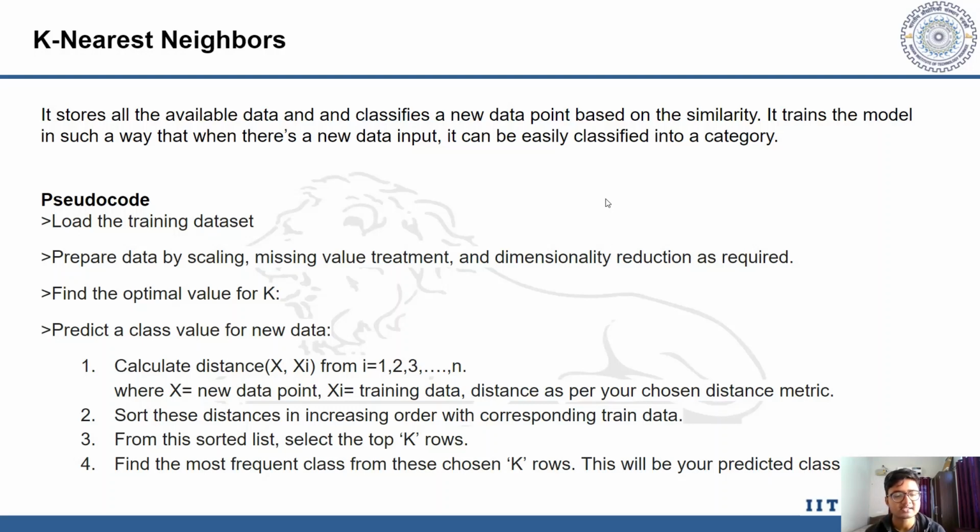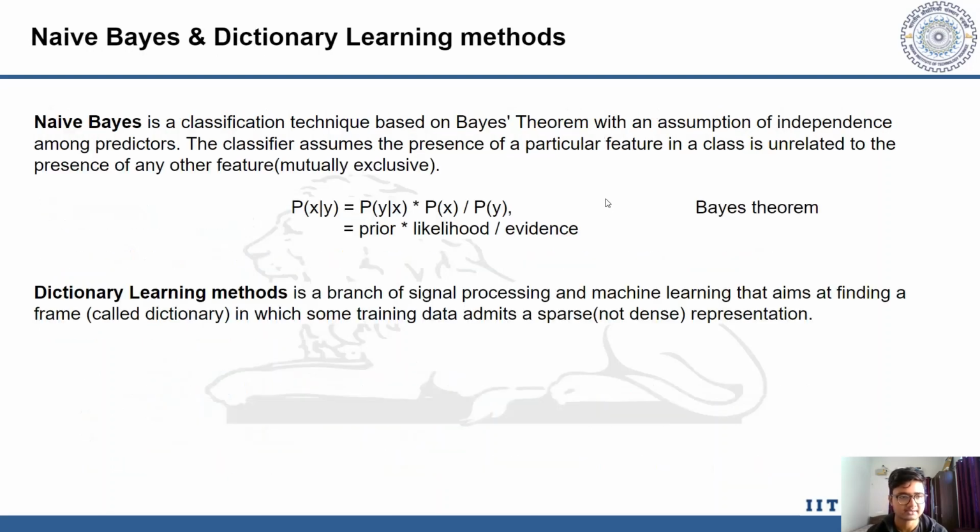Now we will sort these distances in increasing order with corresponding training data. From the sorted list, select the top k rows and find the most frequent class from the chosen k rows. This will be the predicted class.